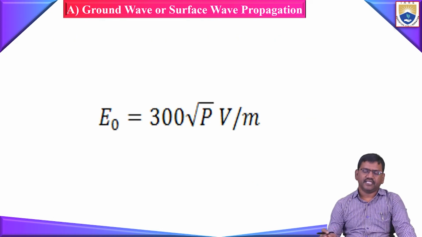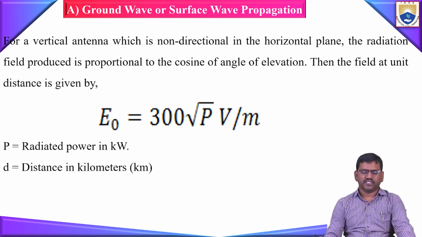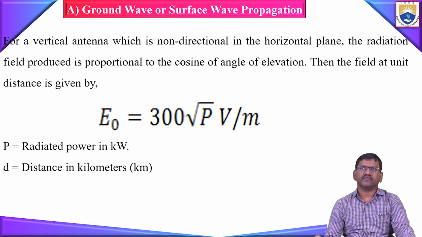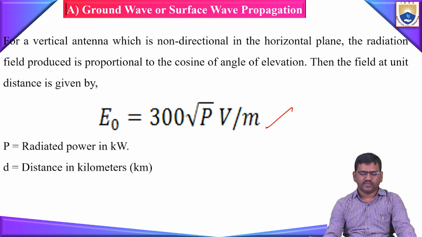The electric field strength at a unit distance between the transmitting and the receiving antenna is given by 300 root P volts per meter. For a vertical antenna, which is non-directional in the horizontal plane, the radiation field produced is proportional to the cosine of the angle of elevation. So the field at a distance is given by E naught equal to 300 root P volts per meter.